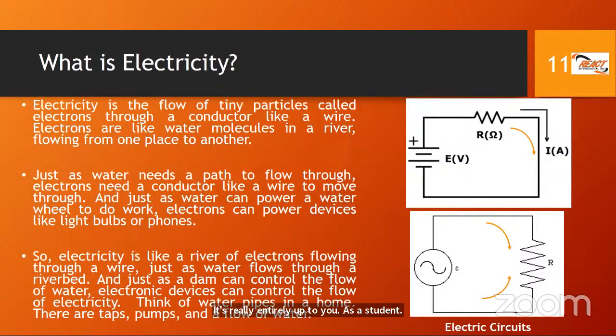All right, so let's get into our material. So we are under electrical principles. That is our first topic. So therefore, out of necessity, we are going to be talking about electricity. So the question is, what exactly is electricity?